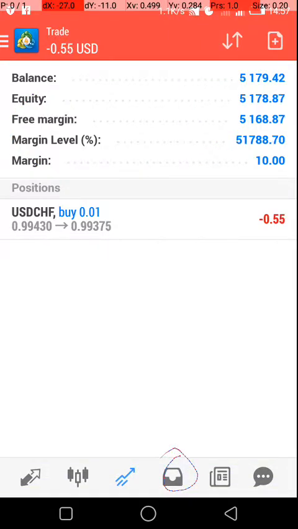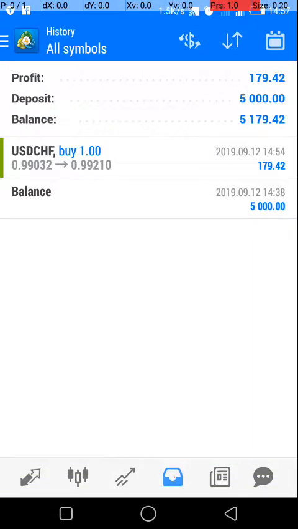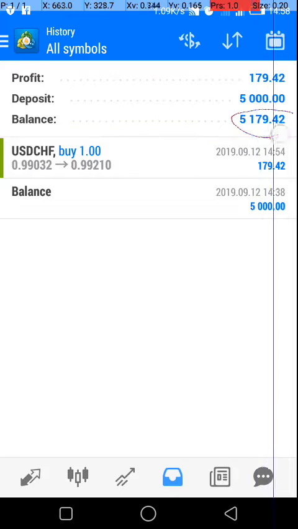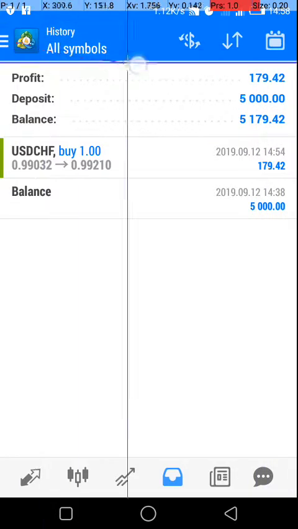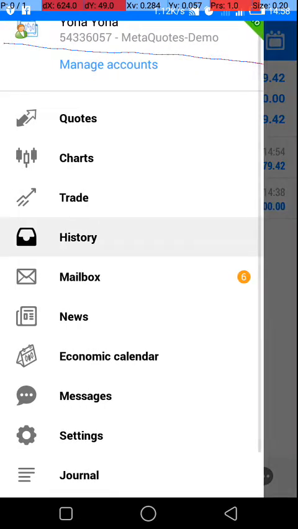This is the history. This is where all your history is recorded according to what you're trading and your profit and loss. As you can see, my deposit was 5,000, my profit is this one, and my balance came to this one. Before this became a balance, it was equity. As you can see, it is profit from the navigation drawer.